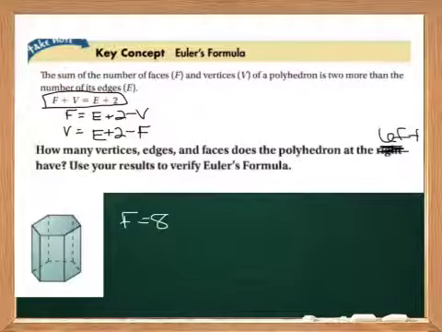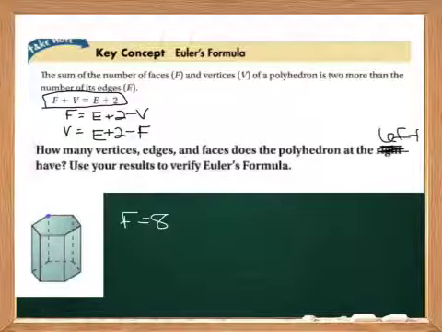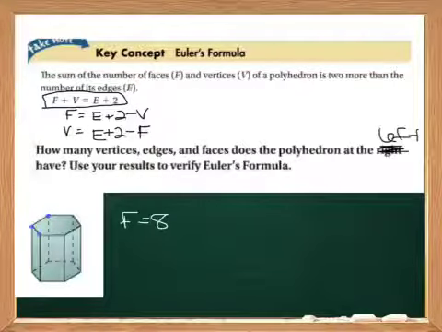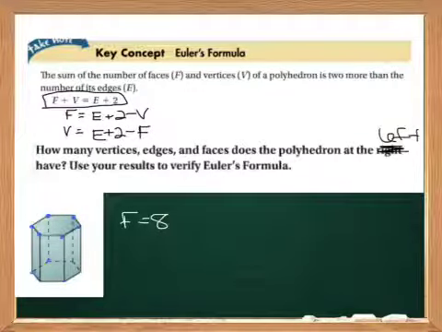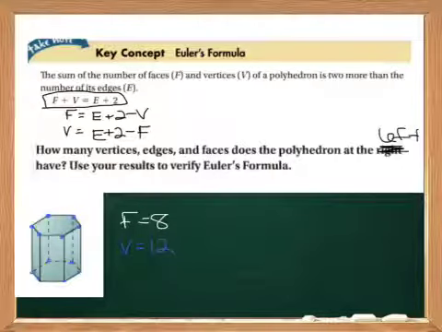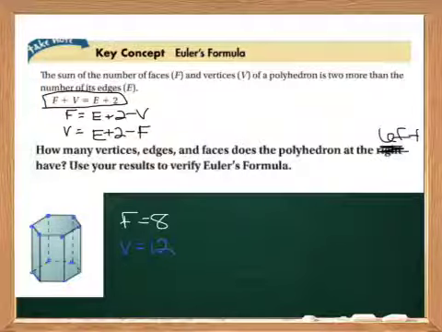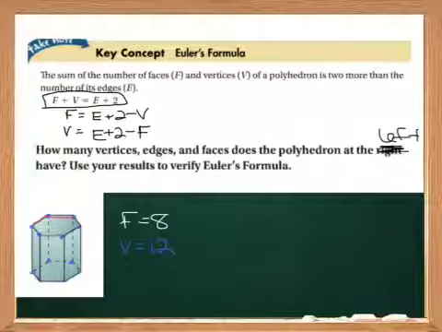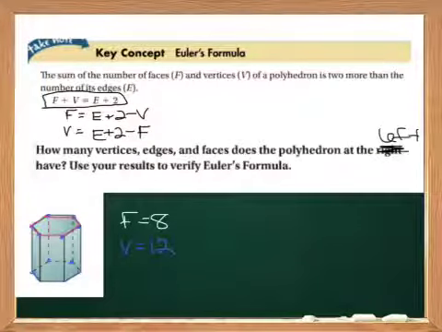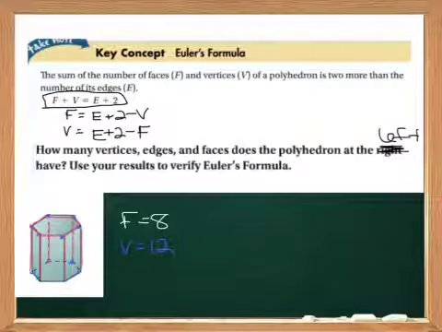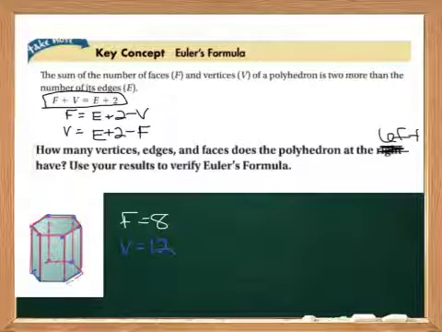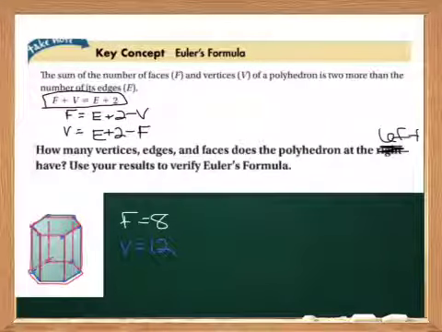The number of vertices, we have 1, 2, 3, 4, 5, 6, 7, 8, 9, 10, 11, 12. So the number of vertices is 12. And the number of edges, 1, 2, 3, 4, 5, 6, 7, 8, 9, 10, 11, 12, 13, 14, 15, 16, 17, 18.